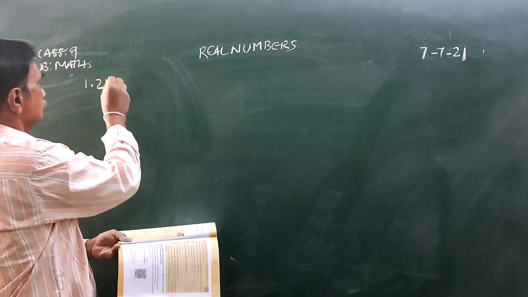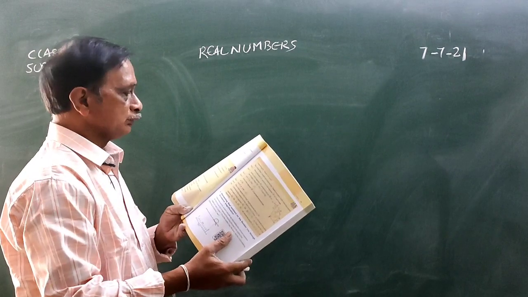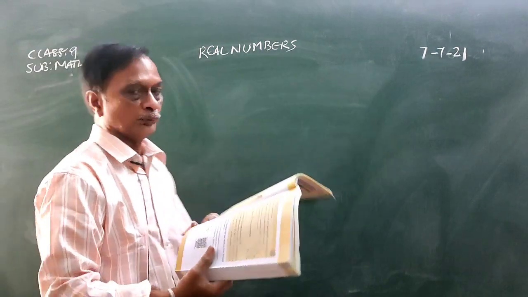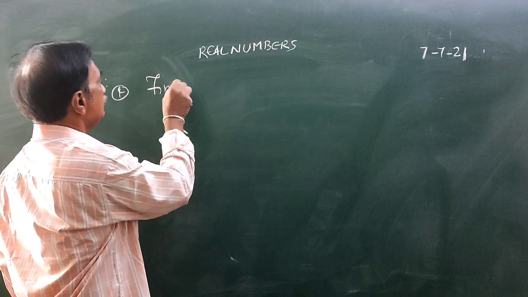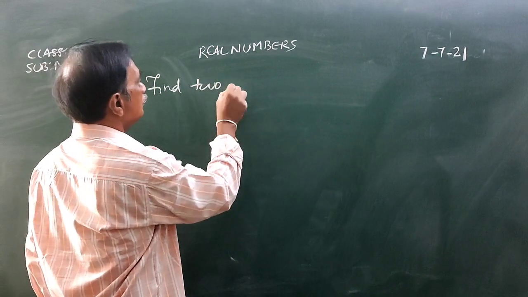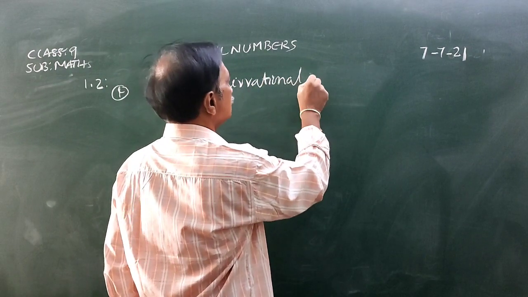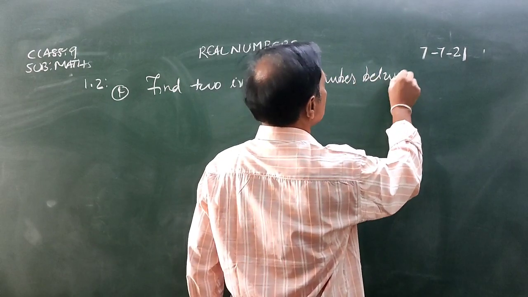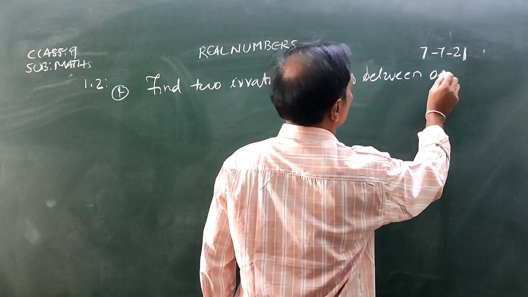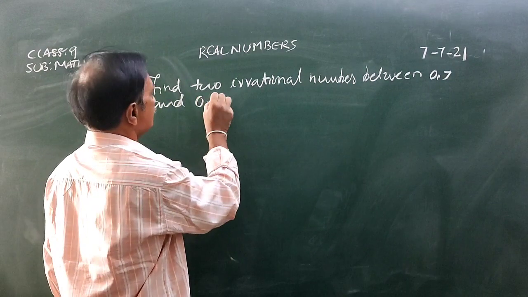1.2, fourth problem. Find two irrational numbers between 0.7 and 0.77.